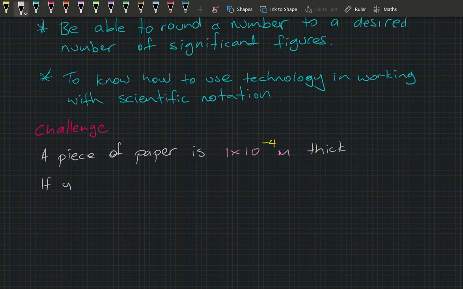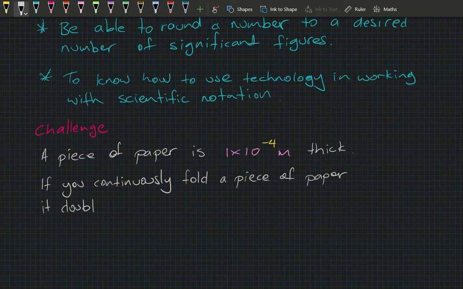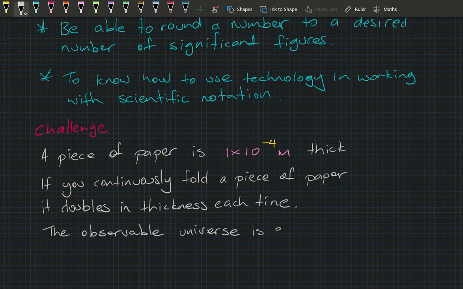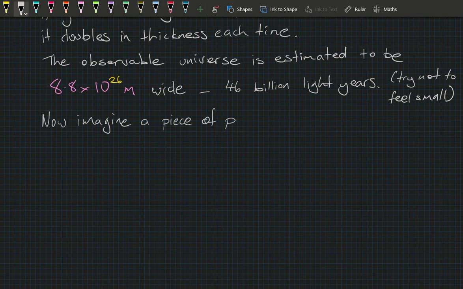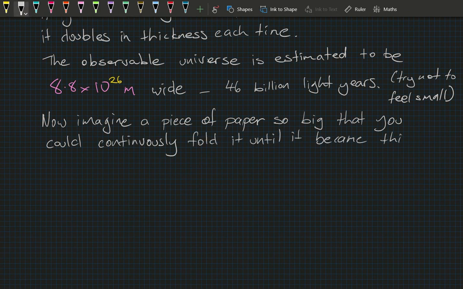So if you fold a piece of paper in half, it's now twice as thick. If you fold it in half again, it's 4 times as thick. And on you can go, assuming that you can fold a piece of paper as many times as you want. Our current understanding and measurements lead us to believe that the diameter of the observable universe is 8.8 times 10 to the 26 meters, which is about 4.6 billion light years. Now imagine a piece of paper that was so big you could continuously fold it until the thickness of this paper would span across the whole observable universe.